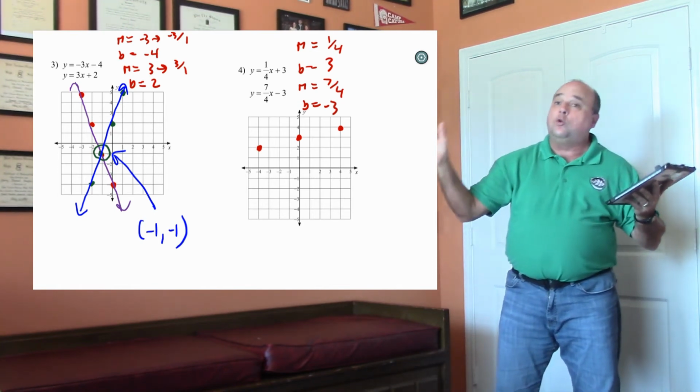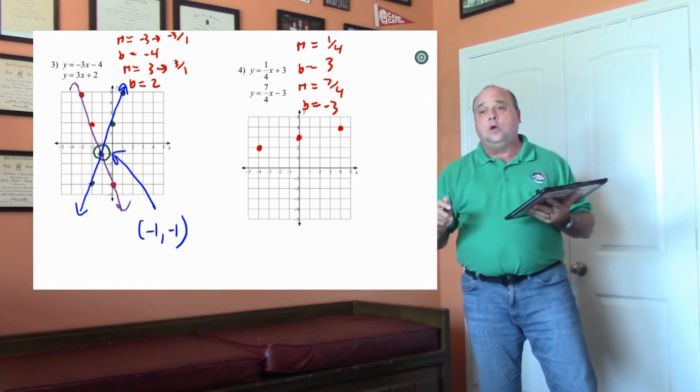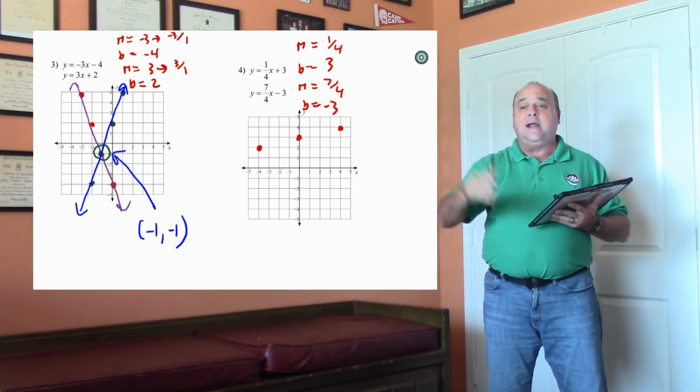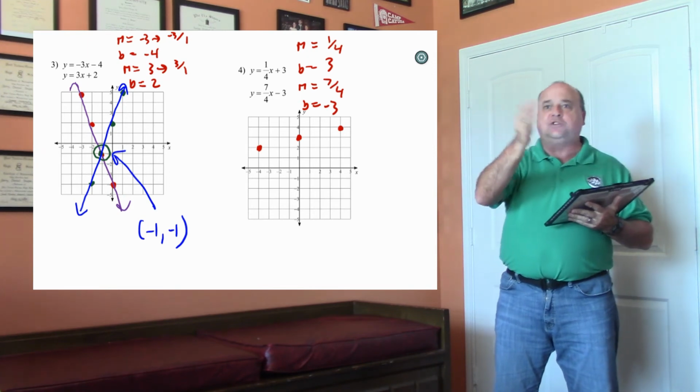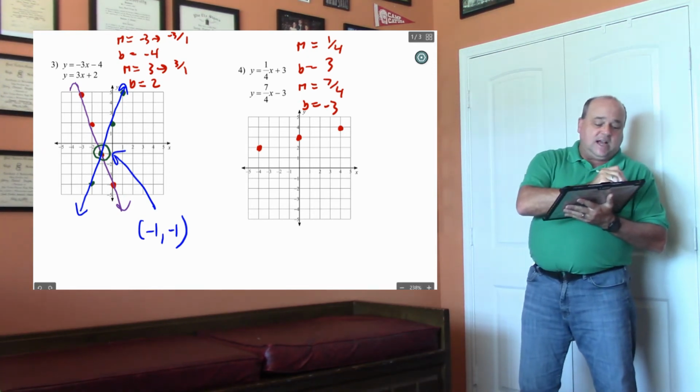When you graph an ordered pair, you go left or right, up or down. You don't do that with the slope. With the slope, you go up or down and to the right, or vice versa, okay? Now then, connect those dots with a line.